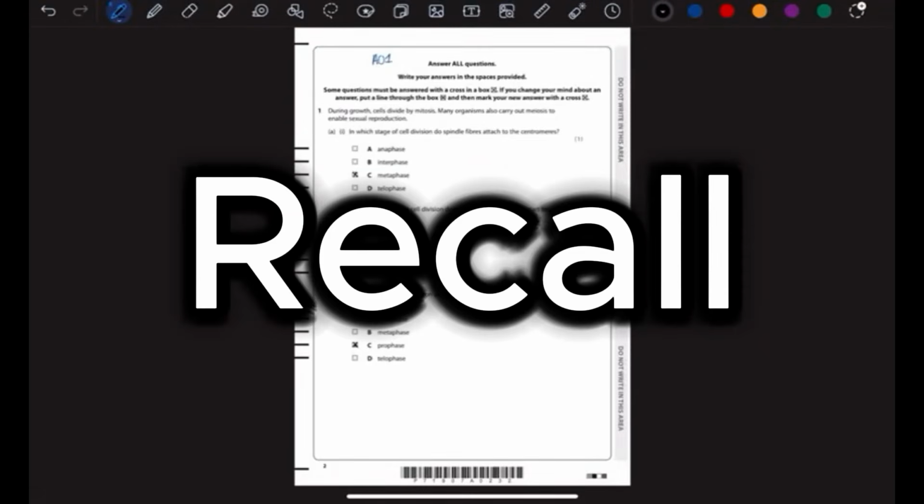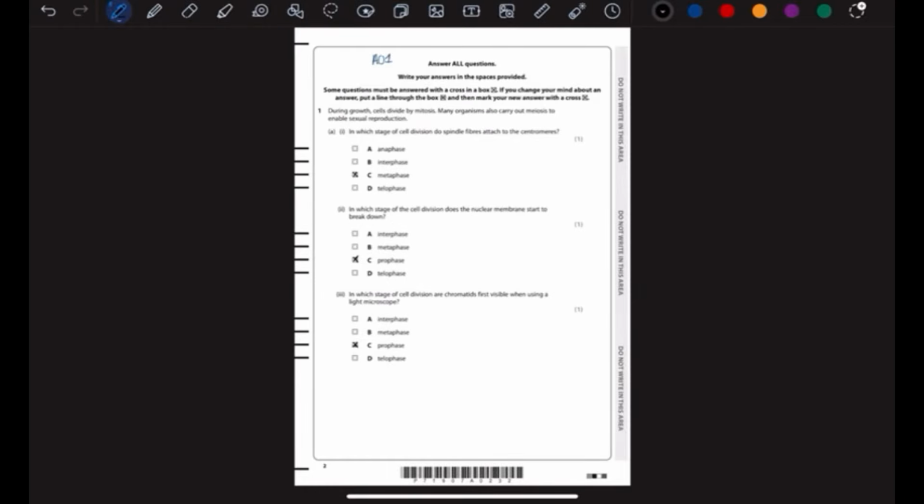Okay, so our first type of question is going to be recall. Now guys, these are the easiest questions that you're going to get on the paper, yeah? They're literally just going to ask you to name something that you should already know. If you've covered the content, you should be able to whiz through these questions. Shouldn't even take a minute.